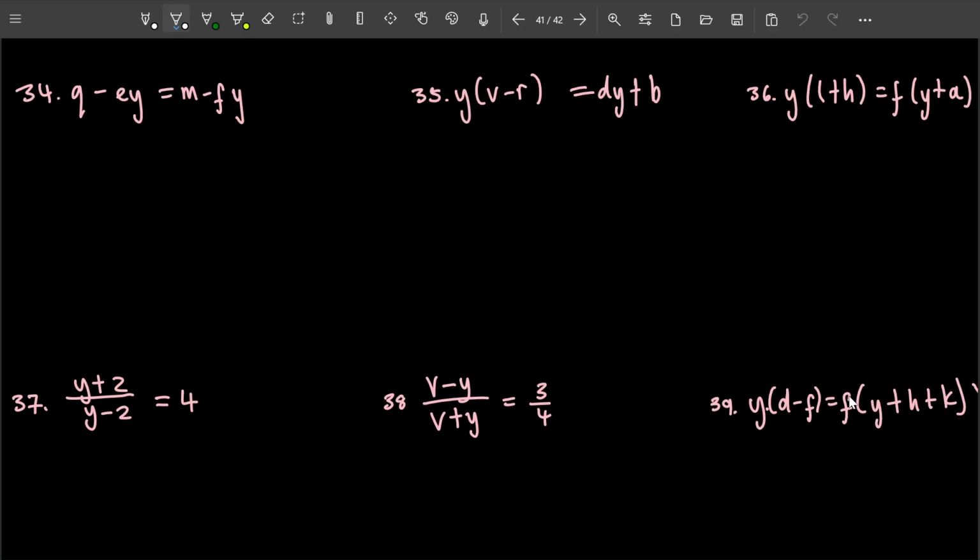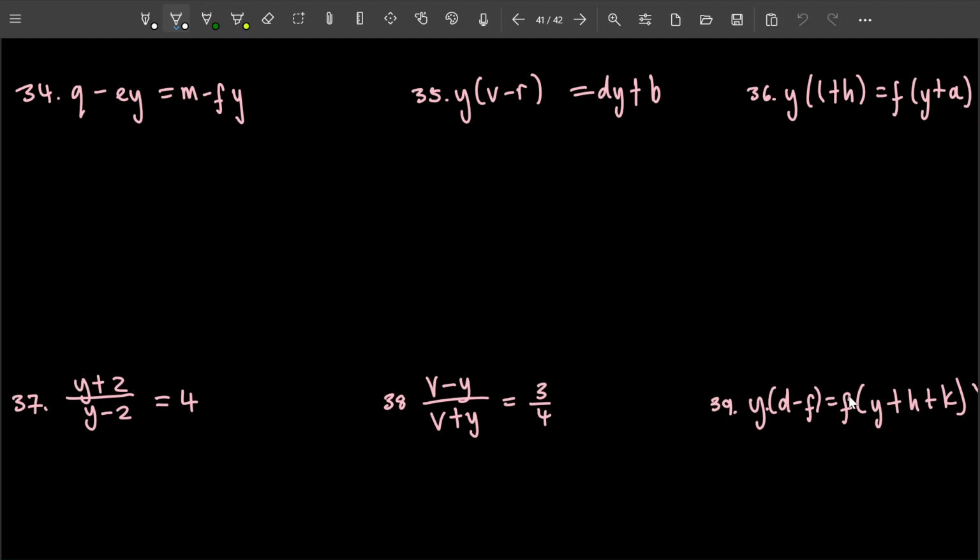Number 34. Let's go through these 10 examples. We see how case 4 will come to an end. Let's see how it goes. All right. So number 34 is saying you have Q minus EY being equal to M minus FY. All right. So what am I going to do now?